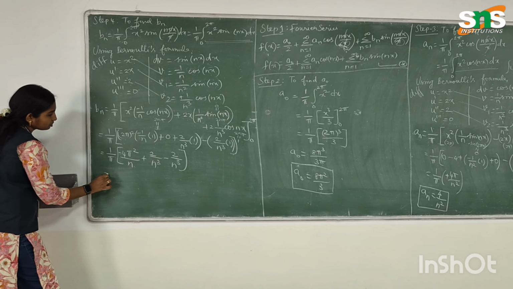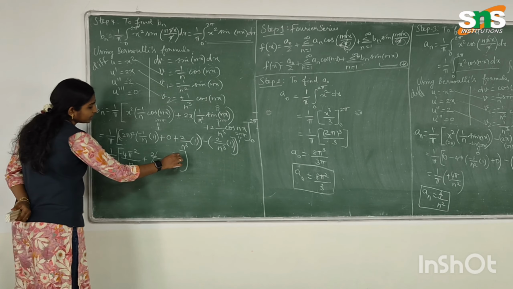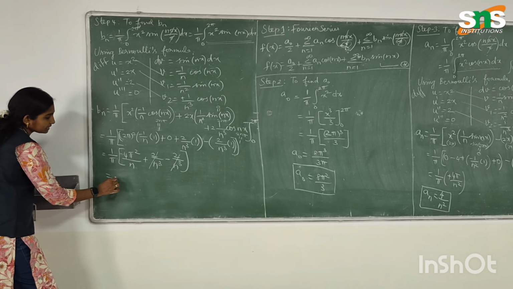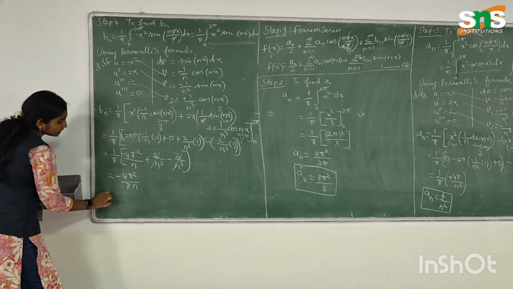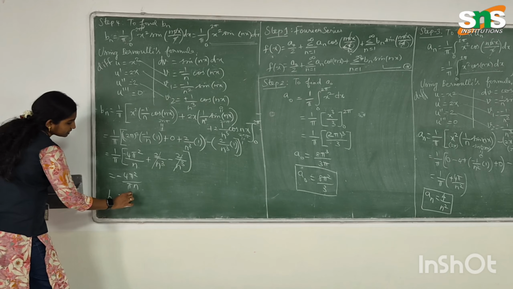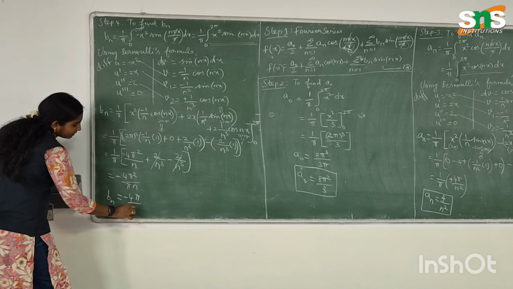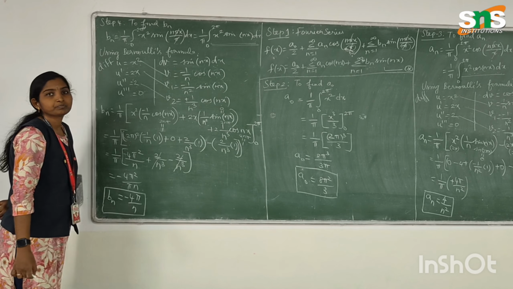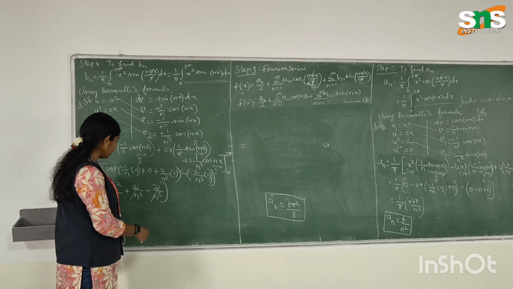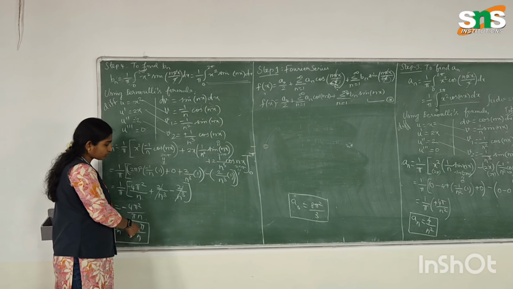On simplifying, what you will have, this minus 2 by n cube plus 2 by n cube will get cancelled, and minus 4 pi square divided by pi into n. Therefore, what is the value of Bn? Which is equal to minus 4 pi divided by n. This is the value of Bn as of now. Now we have found the value of Bn to be minus 4 pi by n.